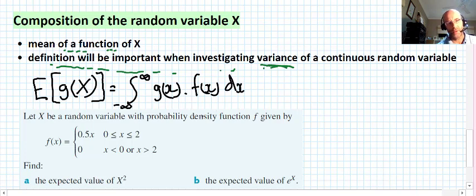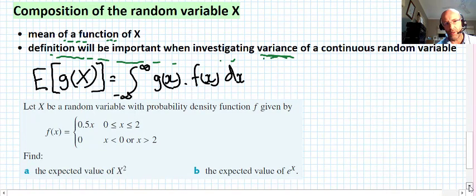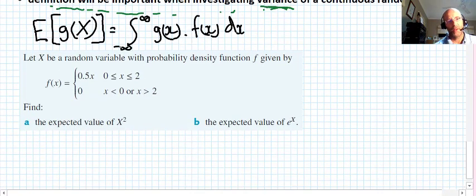Okay, and we're going to see how that works. So that occurs a lot, and an example immediately below shows an example of that. So let x be a random variable with the probability density function as such. Now that's the same as what we saw before, but we've got to find different things: the expected value of x squared and the expected value of e to the x.